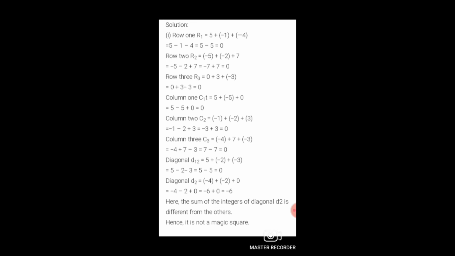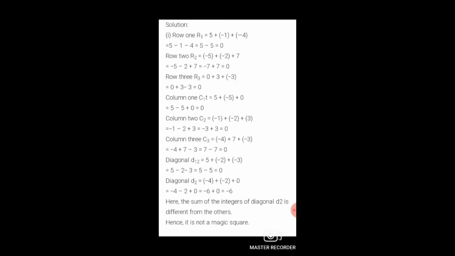Now we have to find diagonal 2. So minus 4 plus minus 2 plus 0. So minus 4 you can write as such, plus into minus is minus 2 plus 0. So minus 4 minus 2. Same sign, so we have to add and put the same sign before the sum. So minus 6 plus 0 is equal to minus 6.